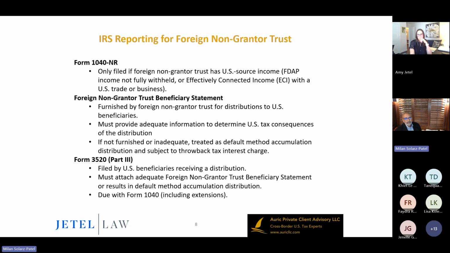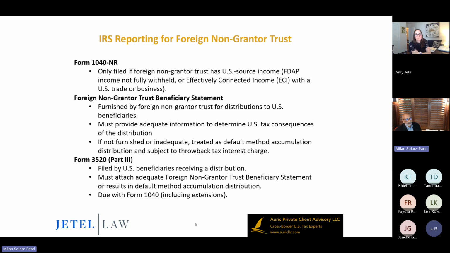Now, two points here, and this is for trustees that are handling these types of trusts that are foreign for US tax purposes. If the trustee does not provide a beneficiary statement, in either case, whether it's a grantor trust or non-grantor trust, the IRS will then assume that it is an accumulation distribution, and then you fall into the default rule. So those beneficiary statements are vital.